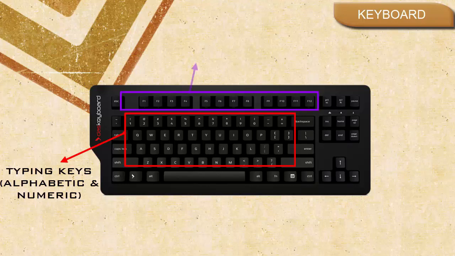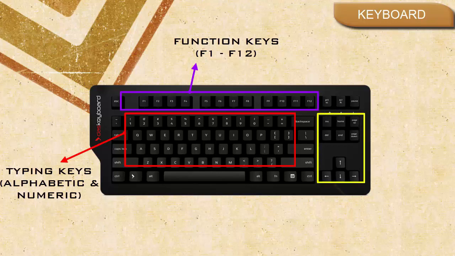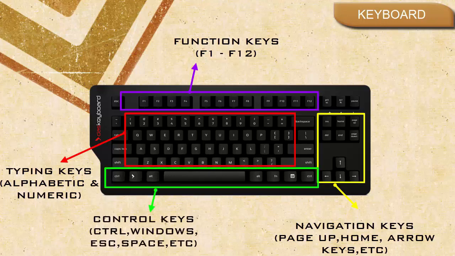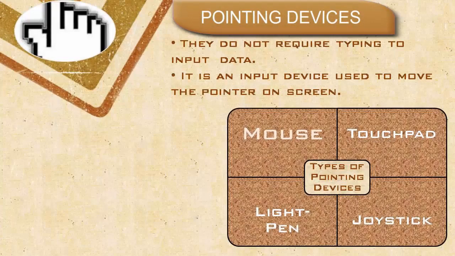Second type of group, we have function keys, that is F1 to F12. These are called function keys. Now, navigation keys. The keys Page Up, Page Down, Home, arrow keys, etc. They are navigation keys. Control keys like Control, Windows, Escape, Space, etc. They are control keys.